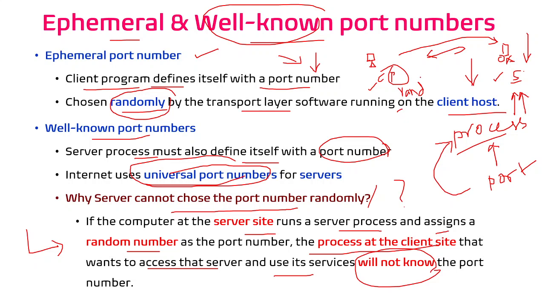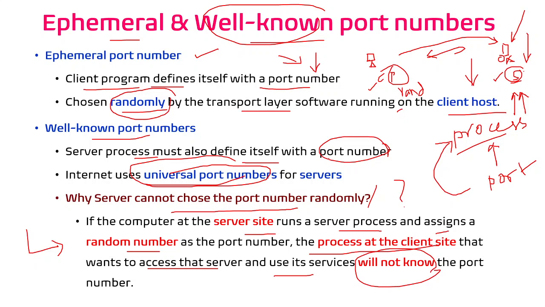So the basic thing is, as a client, I don't know what port number you have opened at the server side. That is the reason I couldn't assign a random port number for the process at the server side. The main reason is the client couldn't know what service is actually running there, what port number the server is opening. The client couldn't understand this, and hence I have to assign a well-known port number at the server side. So you all are very clear, right?